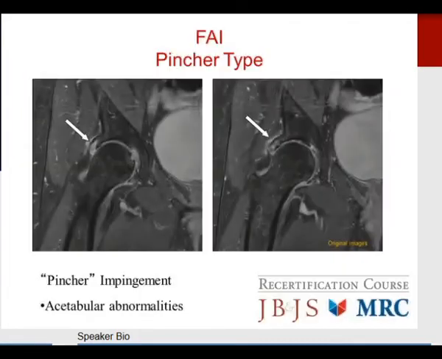The pincer type usually occurs in association with acetabular abnormalities, usually in older patient population, older females. We see marginal spurring associated with acetabular tear and changes of synovitis in the right hip.